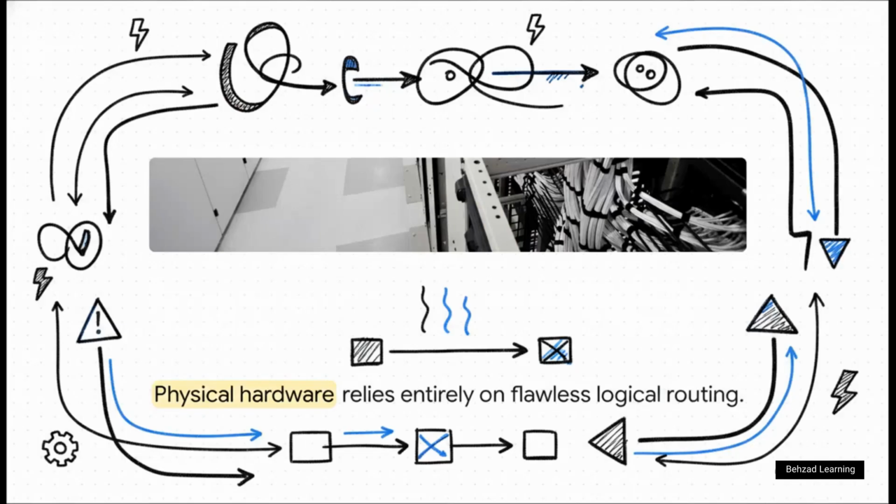Well, to understand that, we really have to look at the physical reality of it all. Think about a massive, crazy expensive server rack with just endless rows of cables. Here's the secret, though. All of this heavy metal relies completely on flawless logical routing to actually function. I mean, if the invisible routing protocols running underneath break down, all those racks just become really expensive space heaters. And the absolute king of those protocols is Open Shortest Path First, or OSPF.